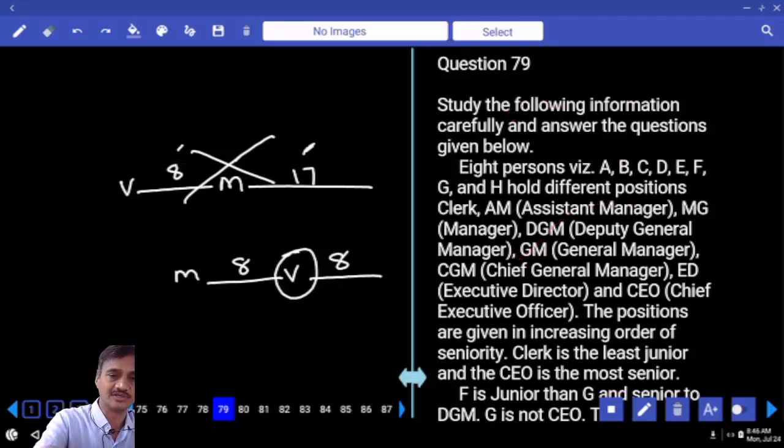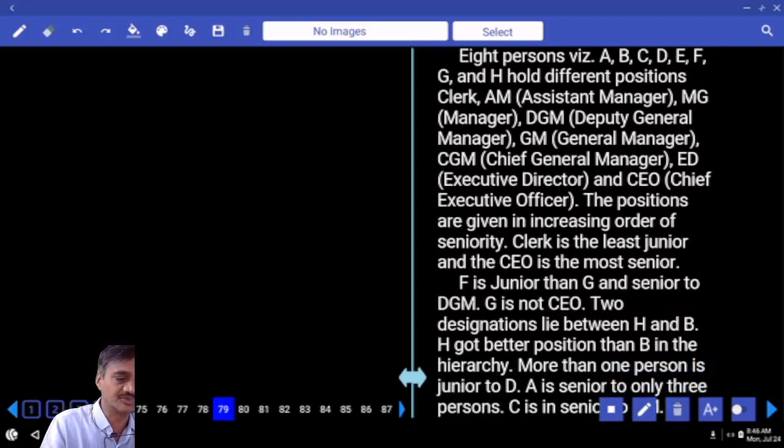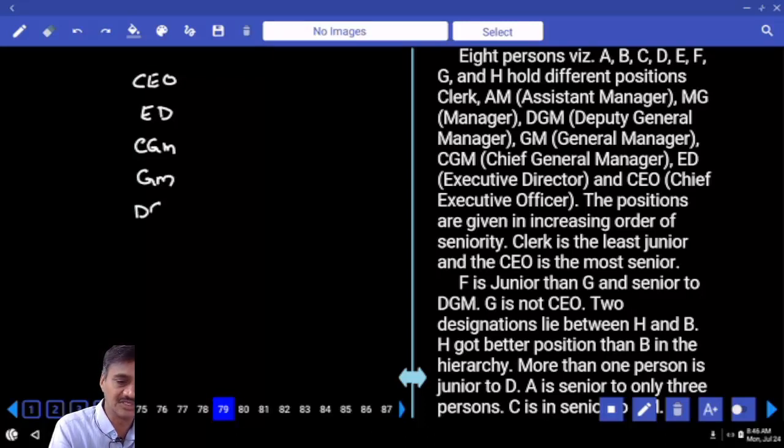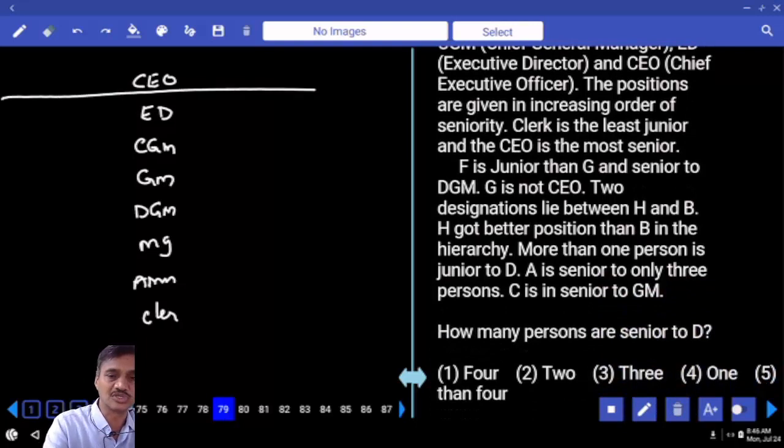Then coming to 79 onwards. Now in this 79 onwards, how many persons are there? There are 8 persons A through H with different positions. What are the positions we have? CEO, then Executive Director ED, and next to Executive Director CGM, and next to CGM General Manager, and next to General Manager DGM, and next one Manager and Assistant Manager, and next to Assistant Manager it is a clerk. Now how many persons are there? There are 8 persons. They hold different positions like this.